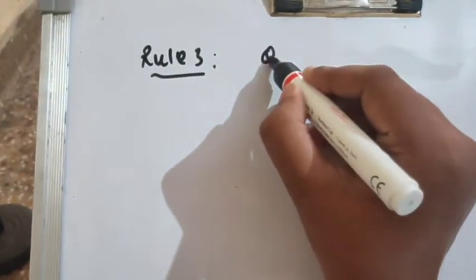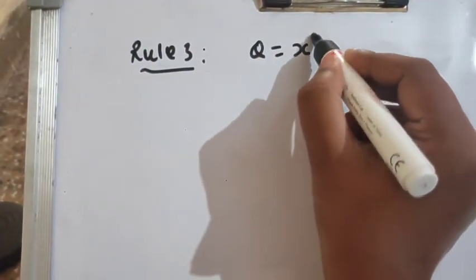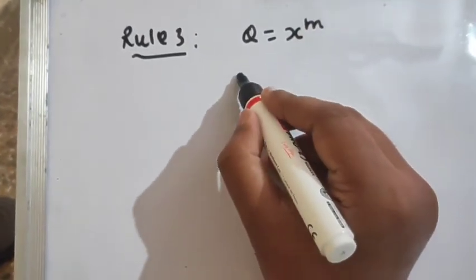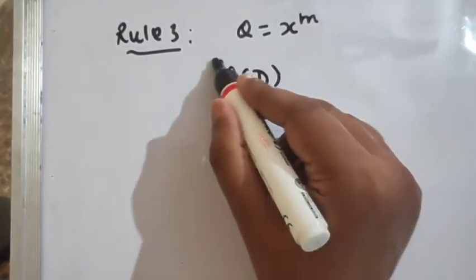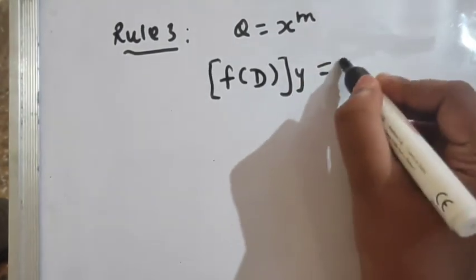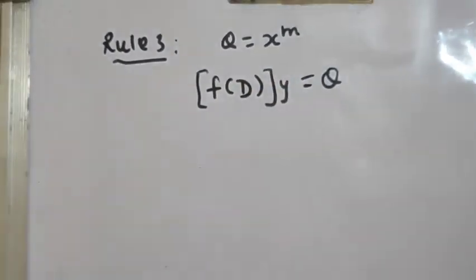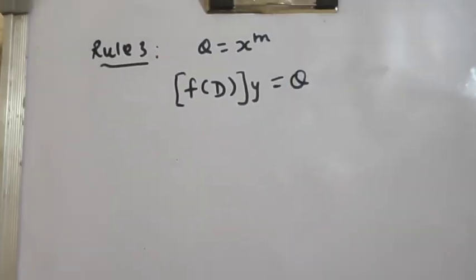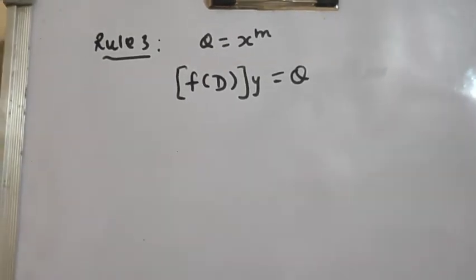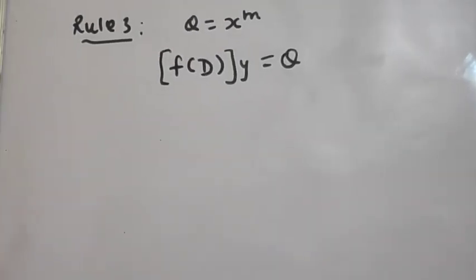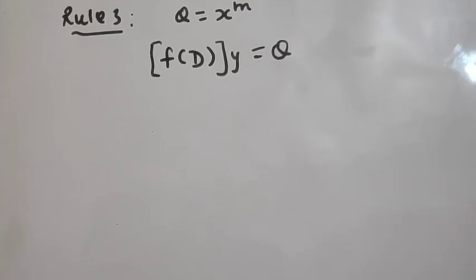When q is x raised to power m. So what was our equation? It is f of D y, and this was equal to q. If q is equal to x power m, we will follow one approach. We will take the lowest degree term common from the denominator.